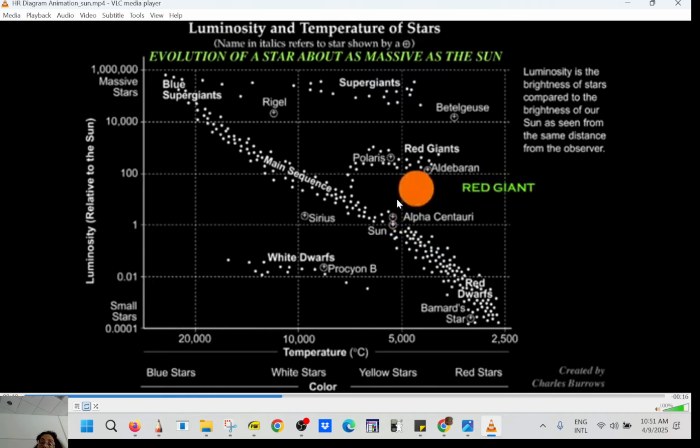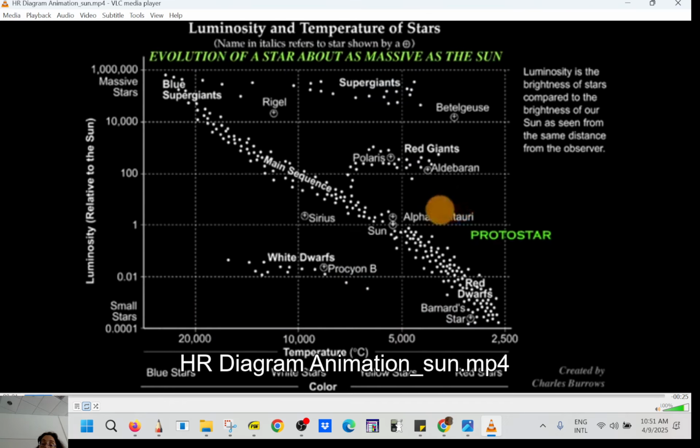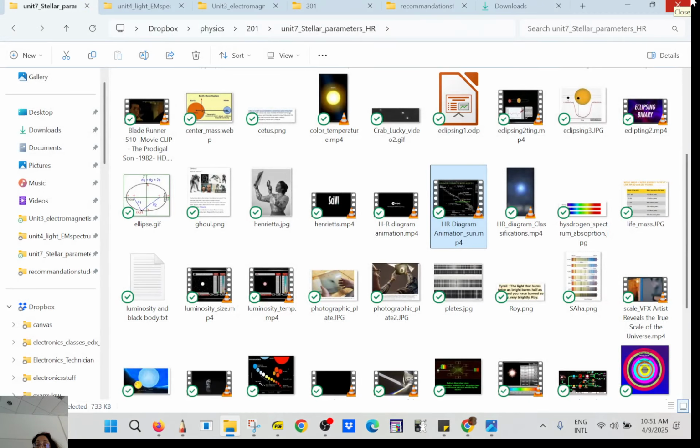So it's going to become a red giant. Luminosity is going to increase because of the size, and then it becomes a white dwarf. And that's it. It's going to dim, dim, dim, and become a black dwarf. We won't be able to see it anymore. Isn't that cool that we know so much about what's going to happen?